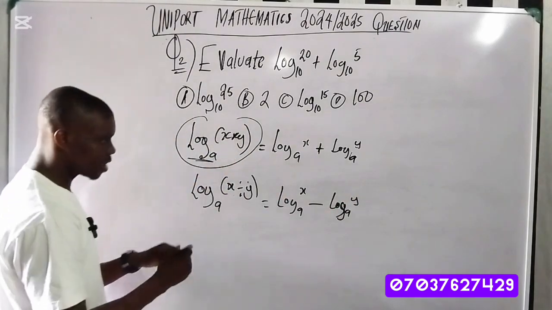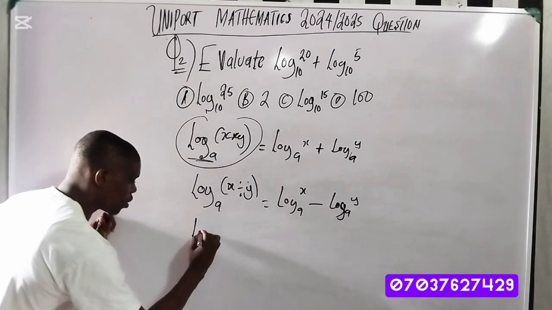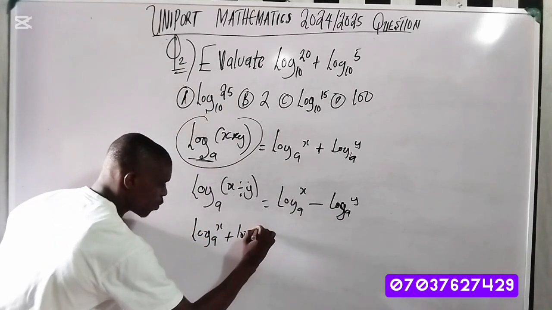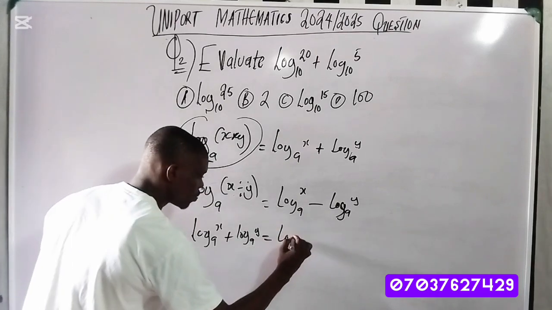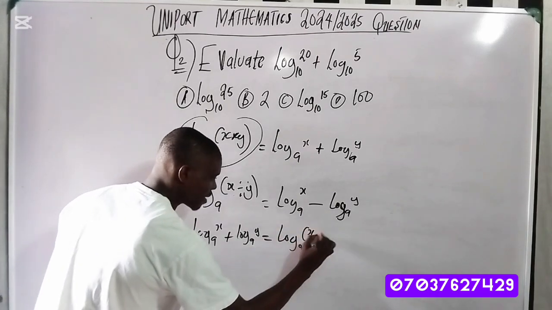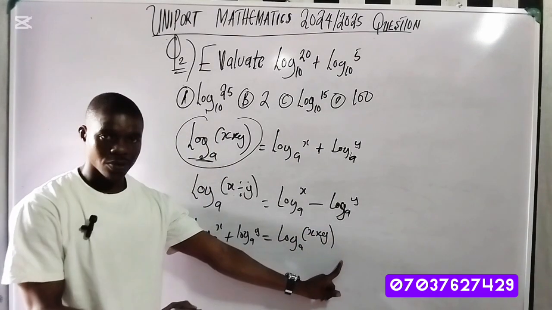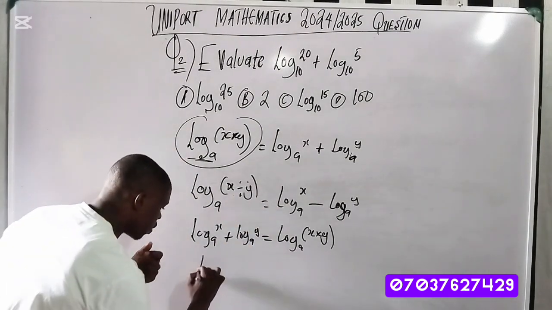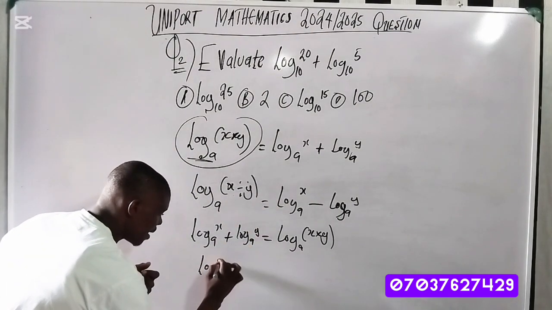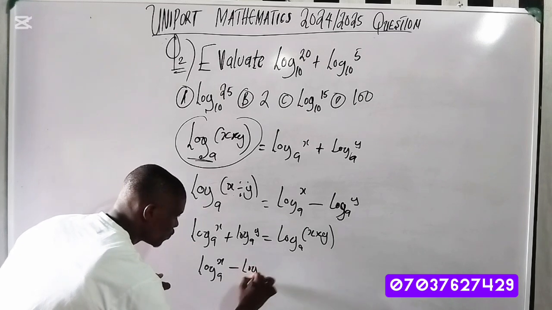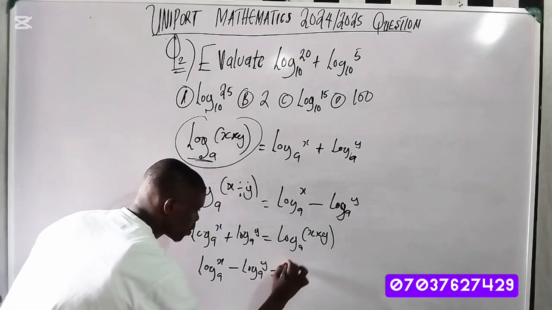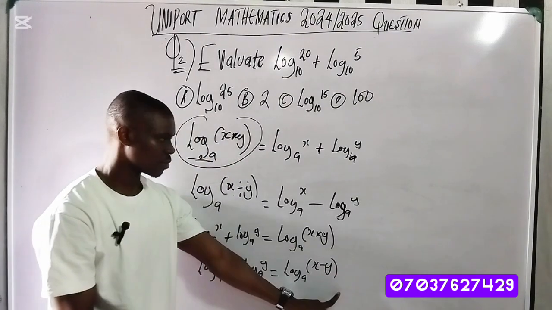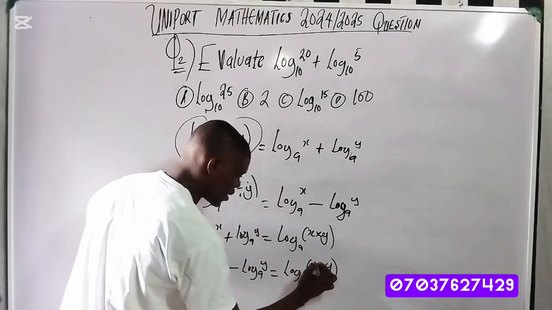The same thing you can also have like this: log_a x plus log_a y. It's also the same thing as log_a of x times y. Hope you understand. The same thing here: if you have log_a x minus log_a y, it is equal to log_a of x divided by y. Do you see that? Yes, here we have divide.